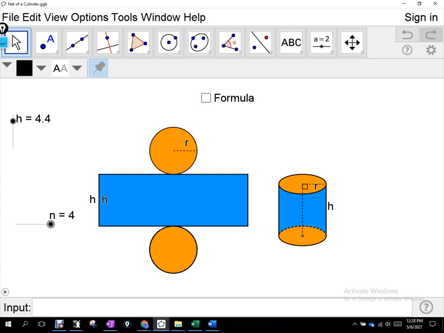Well, if that distance is 2 pi r and that's H, how do I find the area of the blue? 2 pi r times H, right? 2 pi r times H plus 2 pi r squared. 2 pi r H would be the area of the blue, and then 2 pi r squared would be the area of the circles. That kind of make sense? Okay, so there's a couple different ways you can visualize where that formula comes from.